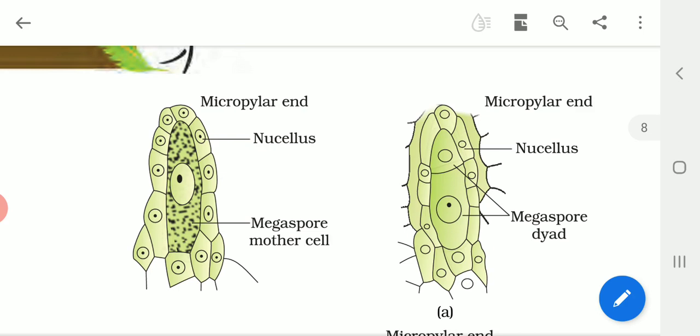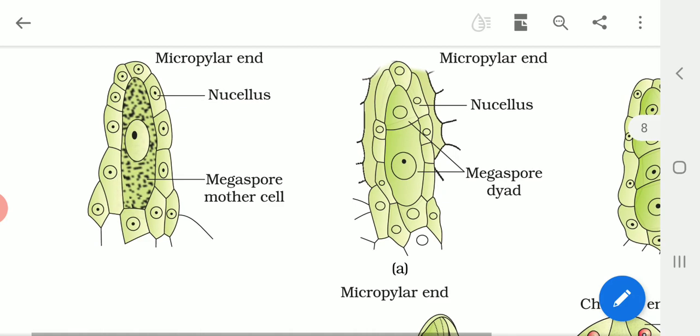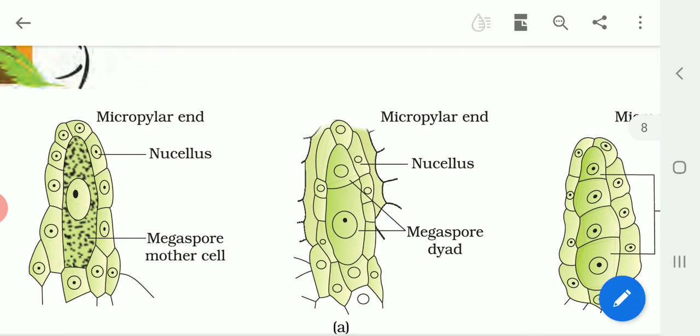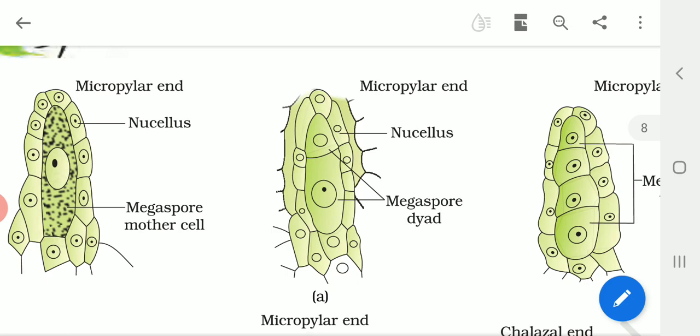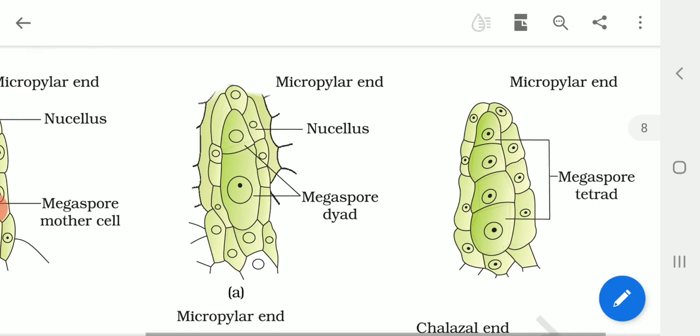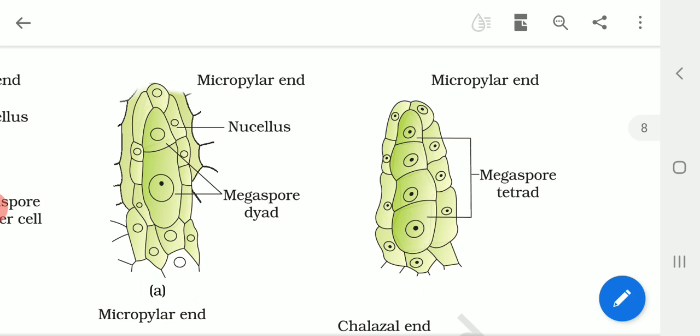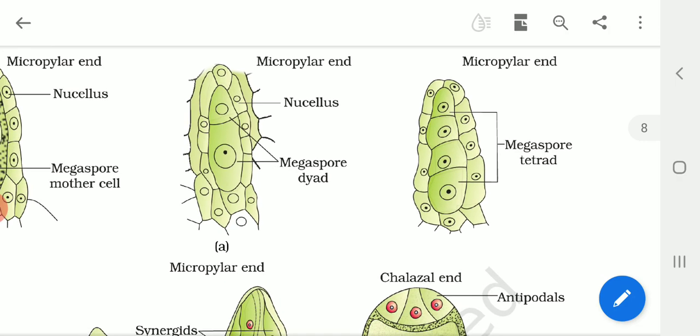This megaspore mother cell is diploid, the ploidy is 2n, and this cell now undergoes reduction division. You can see the first division leads to formation of two cells, called the dyad, and then in the third diagram one more division has resulted in the formation of four cells, which is called a megaspore tetrad. Tetrad means four cells. What is the ploidy of these megaspores? Naturally they will be haploid since they have been formed by reduction division.